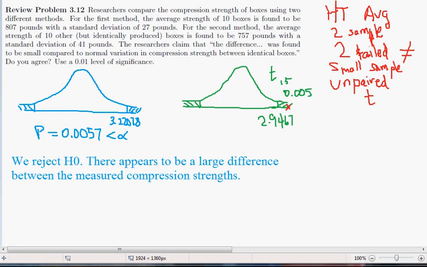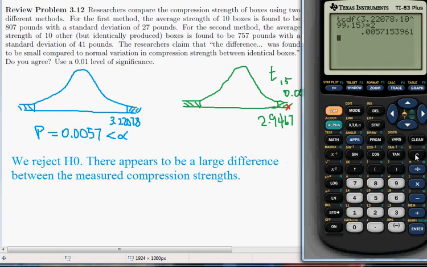Okay, let me show you how to do this on a calculator. The command goes stat, tests, and in this case it's going to be a two-sample test involving the t distribution. So 2-SampTTest. And we choose stats over here because I'm going to input the summary statistics. The first average is 807. The first standard deviation is 27 with a sample size of 10. The second average is 757 with a standard deviation of 41 and a sample size of 10. The form of the alternative hypothesis is not equals, and it is not pooled, which is almost always going to be the case for our problems.